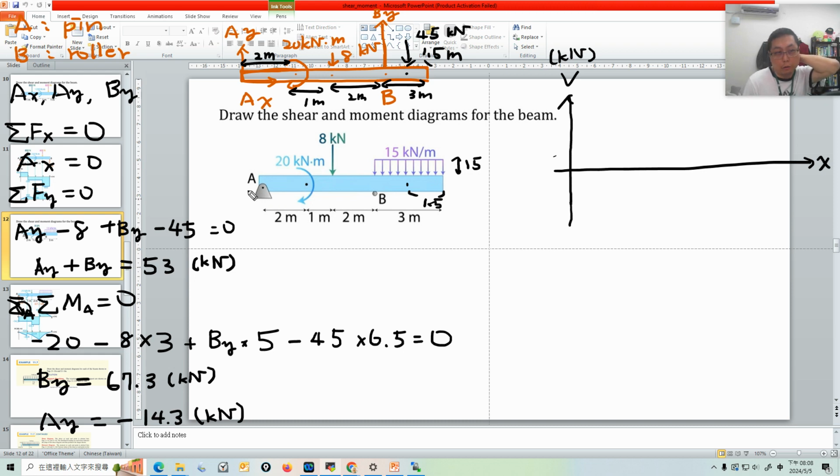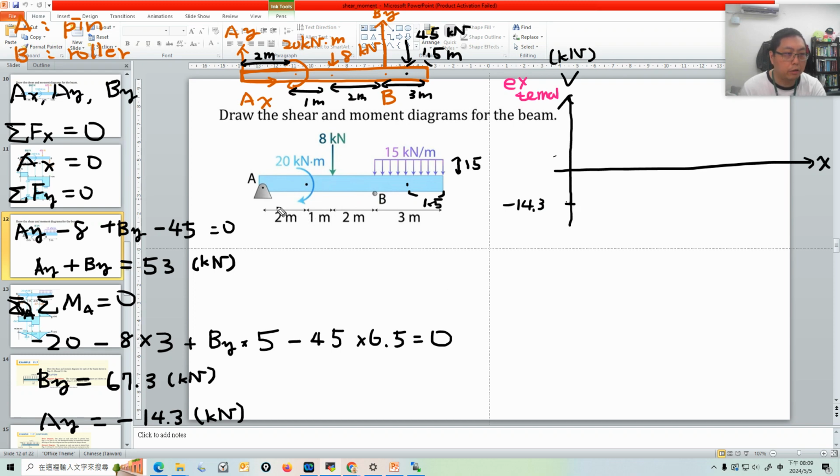So let's start with A. What's the shear force at A? External shear force, and we keep it as a straight line. This is the external shear force. Okay, so Ay is minus 14.3. So this starting point, let's say maybe here I call it minus 14.3 kilonewton.